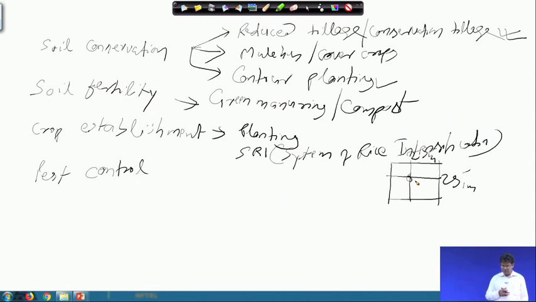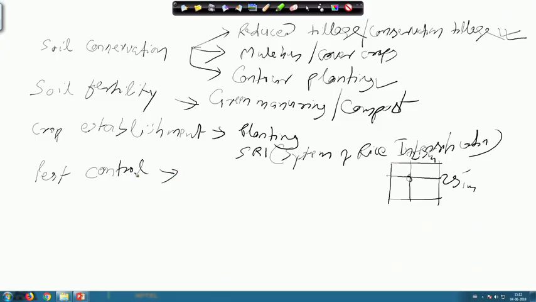So, crop establishment by providing the proper space, optimum spacing and crop geometry, that spacing must be maintained during planting or the sowing of the crops. And the proper conditions, soil moisture should be maintained, so that the initial establishment of the crop can be well performed. Then the pest control.